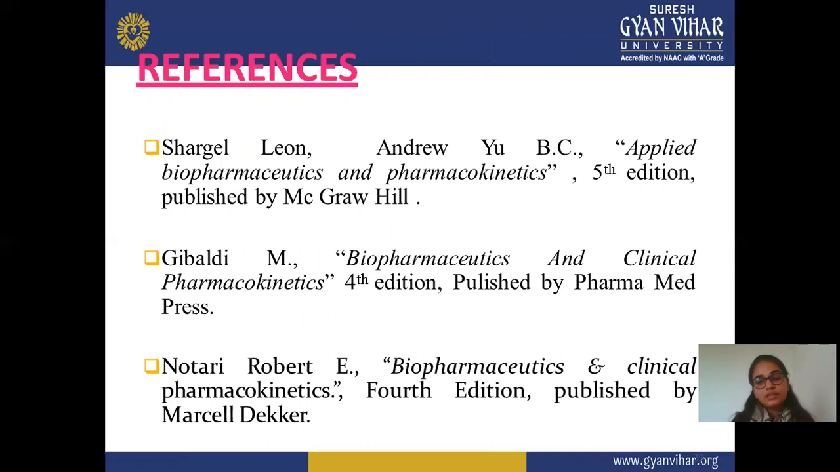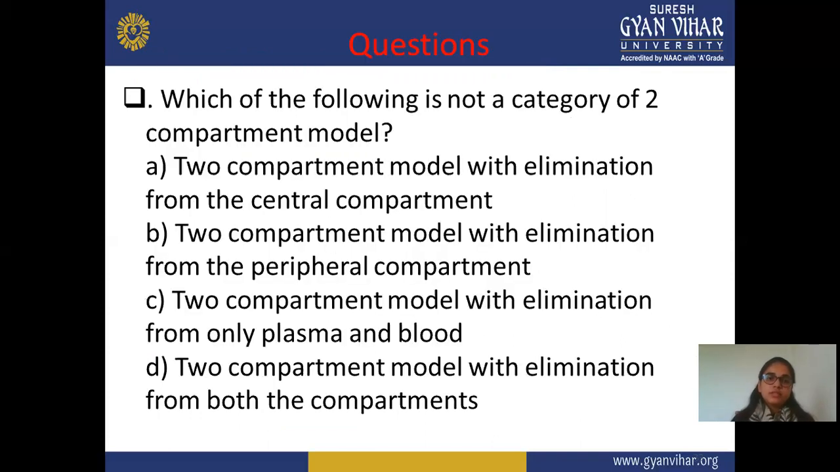Next is the reference part. First reference is Shargel L, Applied Biopharmaceutics and Pharmacokinetics, 5th edition, published by McGraw-Hill. Next is Gibaldi M, Biopharmaceutics and Clinical Pharmacokinetics, 4th edition, published by Pharma Med Press. And next is Notari Robert E, Biopharmaceutics and Clinical Pharmacokinetics, 4th edition, published by Marcel Dekker. All references are good for this topic. You can use any one of the references or a combination.